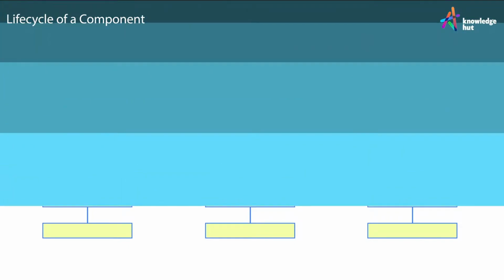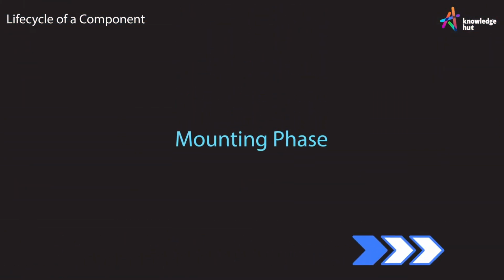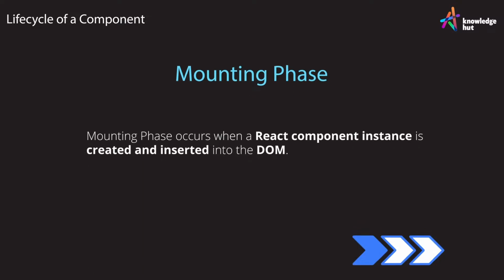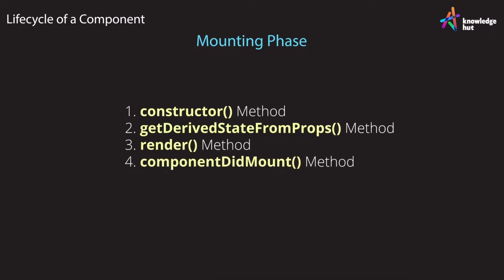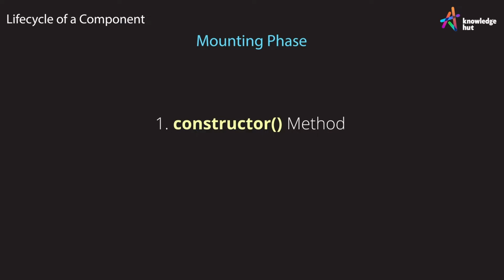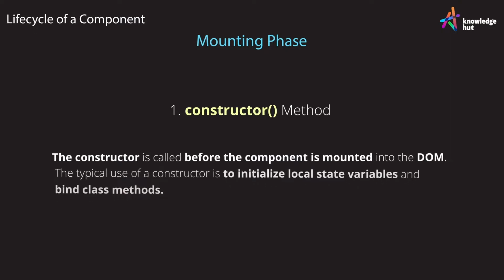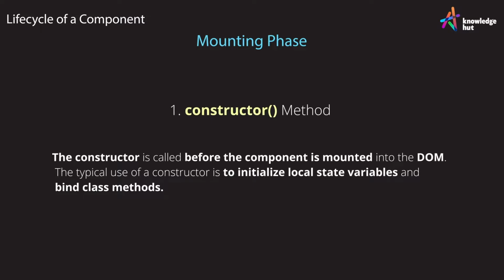Our first stop is the mounting phase, which, as I mentioned earlier, occurs when a React component instance is created and inserted into the DOM. In this phase, we get four opportunities to customize behavior. Let's begin with the constructor method, which you can use with class components. The constructor is called before the component is mounted into the DOM. The typical use of a constructor is to initialize local state variables and bind class methods, such as this example.